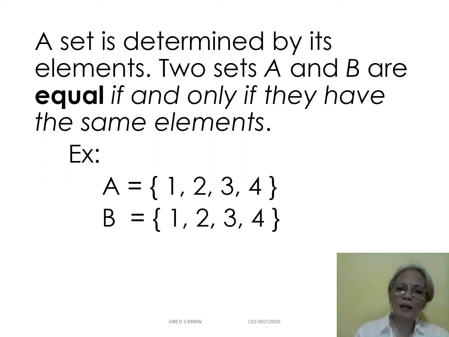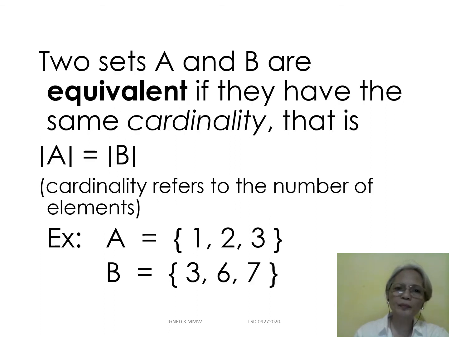For example, 1 is 1, 2 is 2. So we could write elements of B as 2, 3, 1, 4. But as long as the elements are identical, the two sets are said to be equal sets. Now, two sets A and B are equivalent if they have the same cardinality. Okay? So the absolute value of A is equal to the absolute value of B. So this is written this way, but it means the cardinality. The cardinality refers to the number of elements in the set. How many elements are in the set?